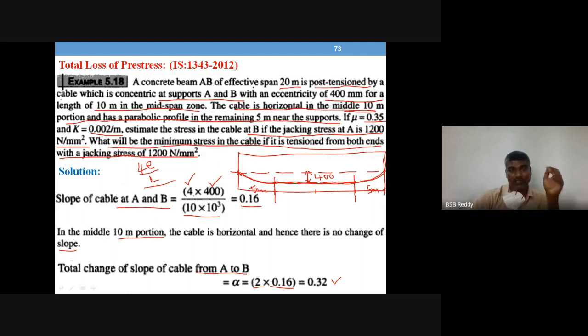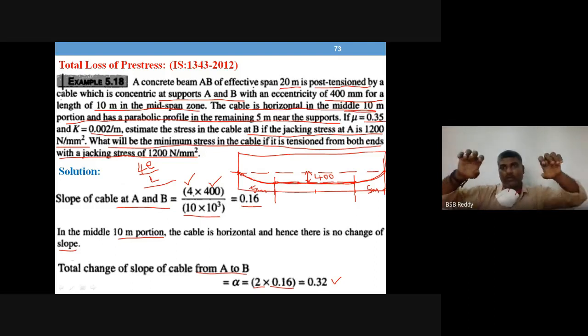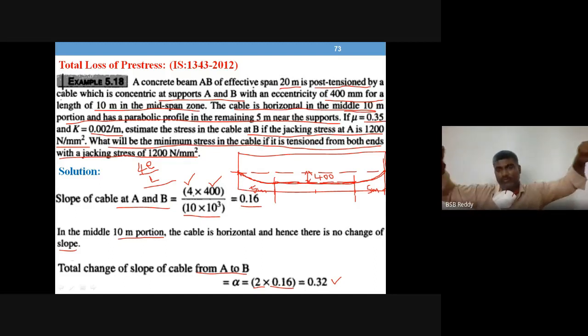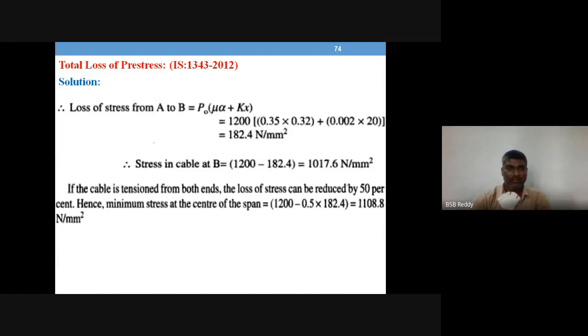So this is another question. If you put the jacks at both the ends, both the ends we put the hydraulic jacks. We pull the tendon from both the ends. Then what happens? Okay, so that is the question.